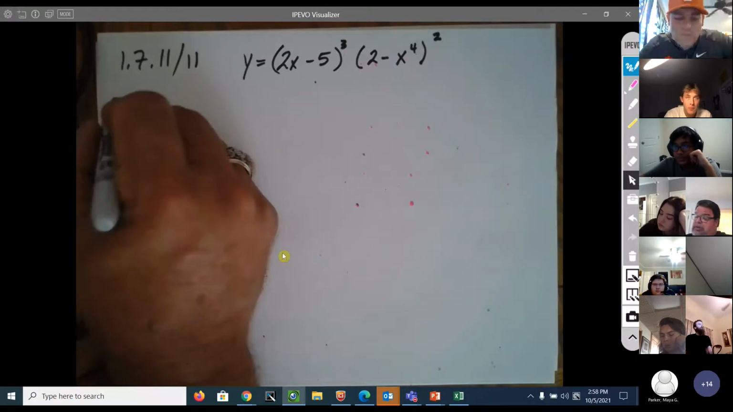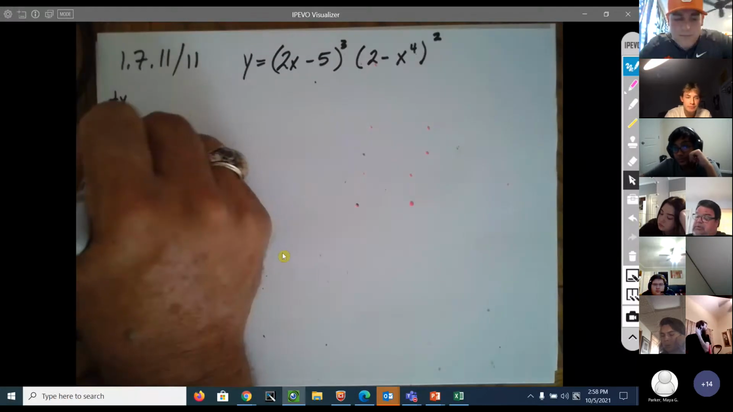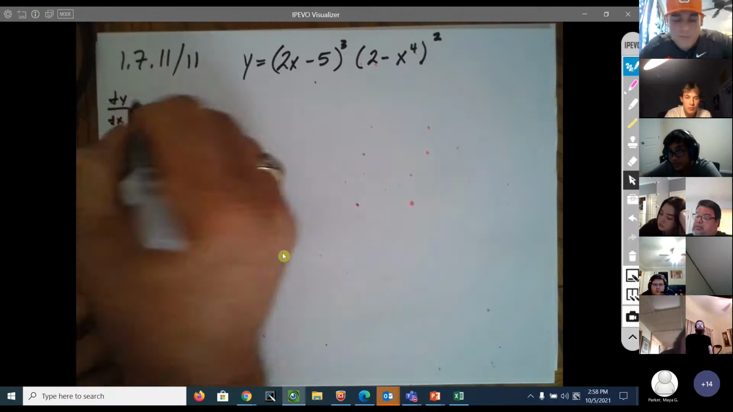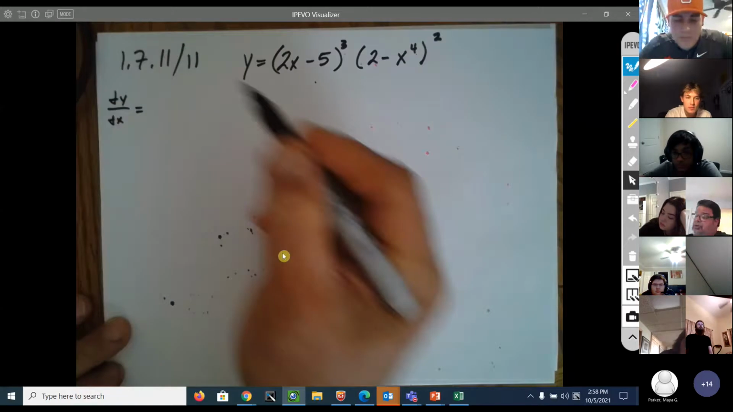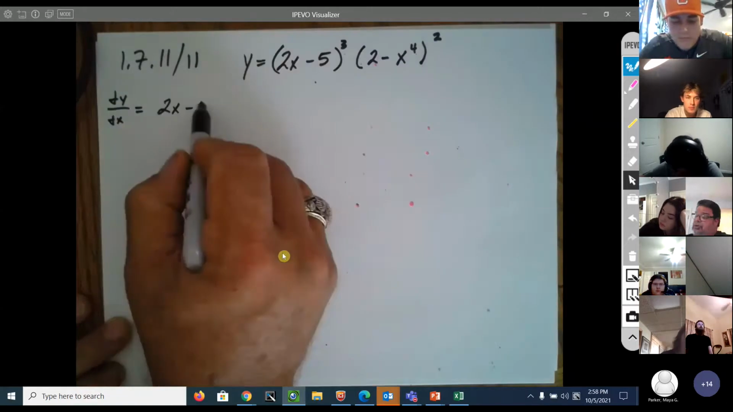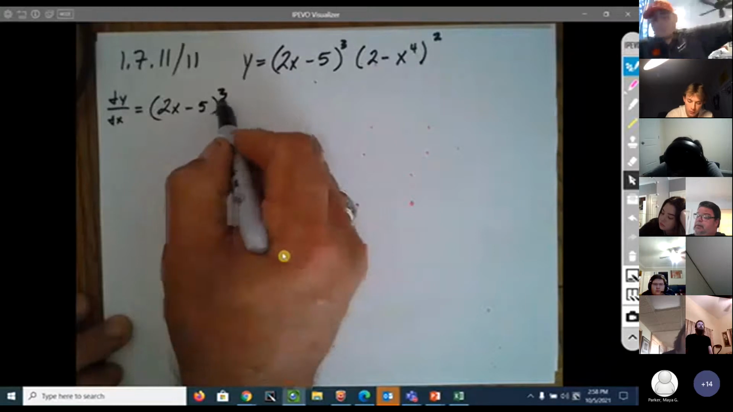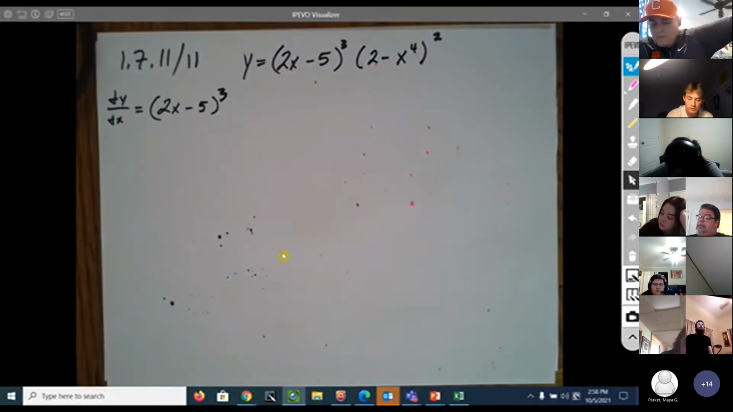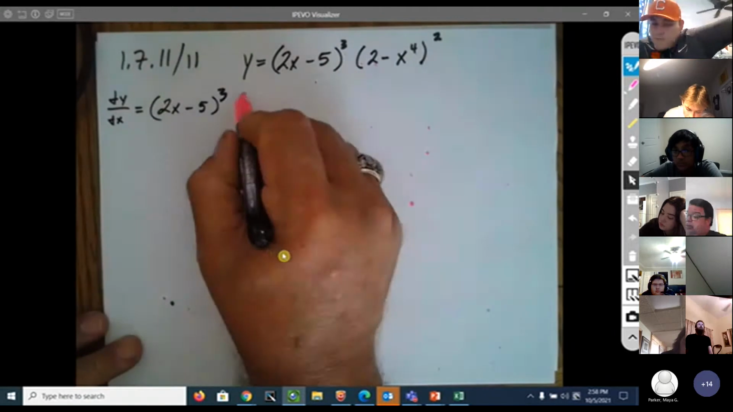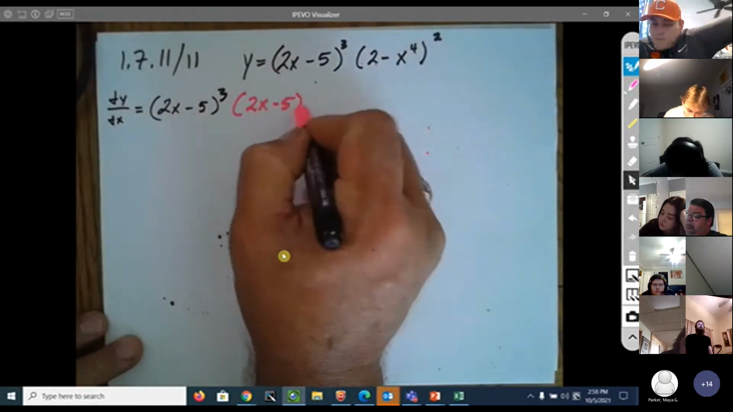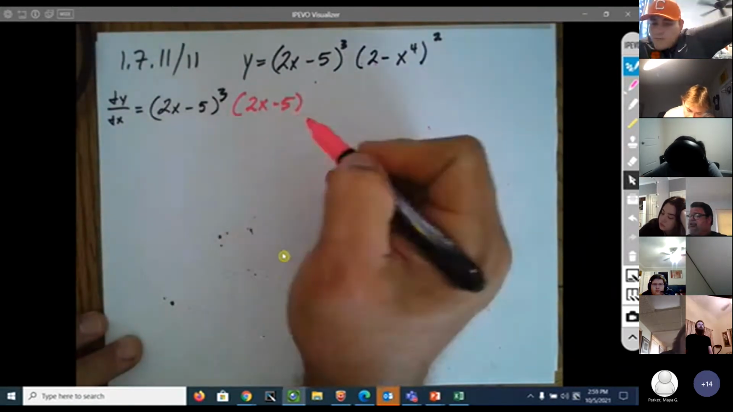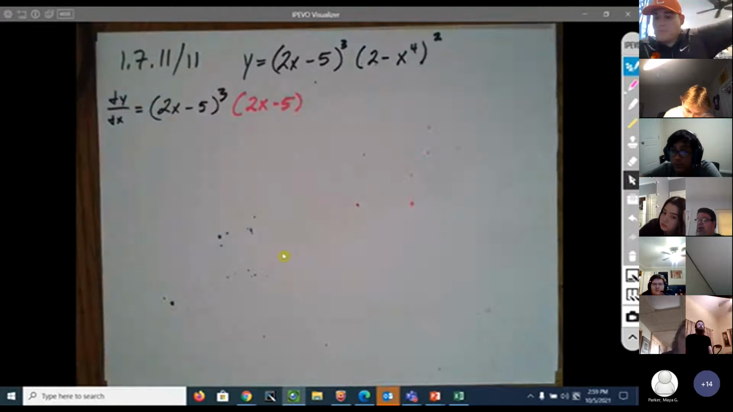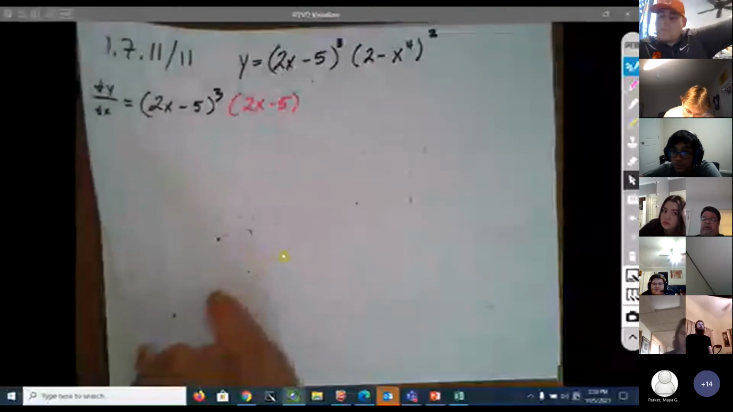So dy dx is equal to the first, 2x minus 5, times the derivative of the second, which I'll do in pink. Yeah, there are 3. Oh, shoot. Let me start all over. Sorry about that.